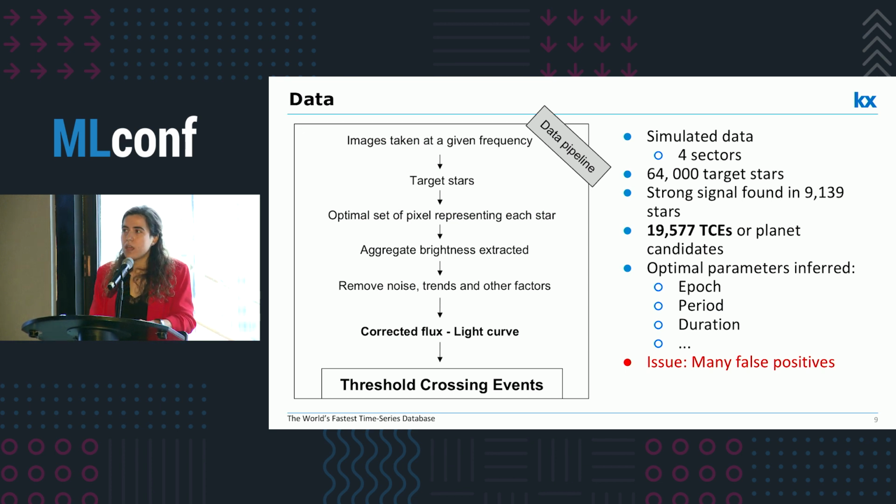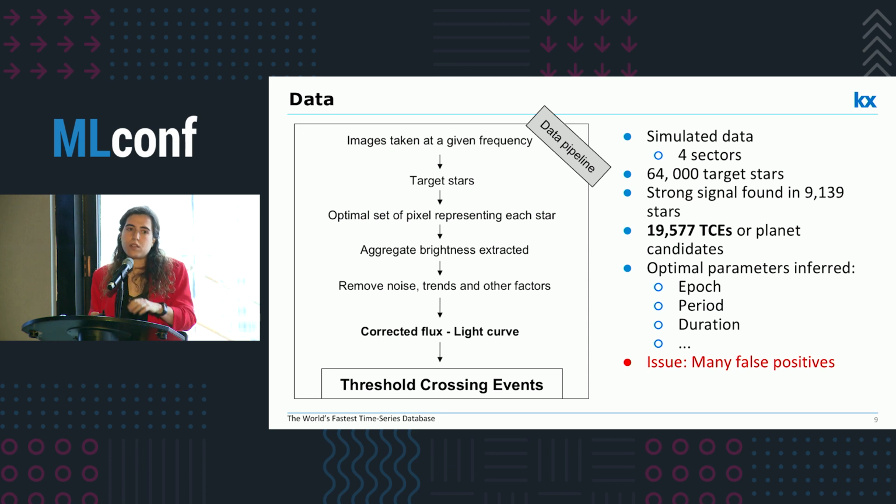So when we went to California last year, the satellite had just been launched, so we didn't have the actual data, but NASA provided us with simulated data from 4 different sectors.